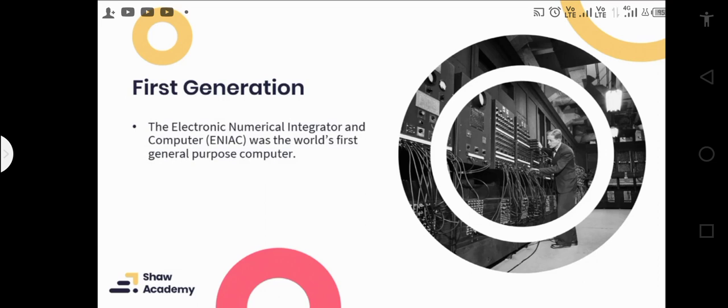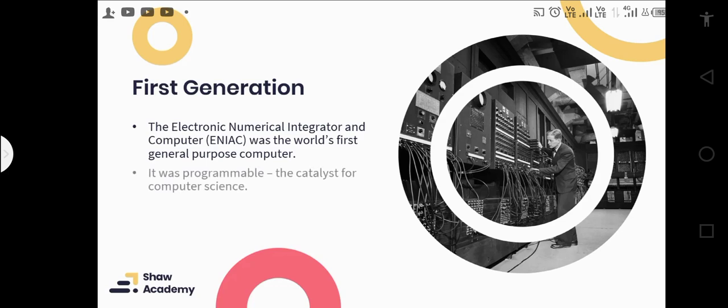The Electronic Numerical Integrator and Computer, the ENIAC, was the world's first general purpose computer. It was a massive thing, weighing a whopping 30 tons. It consisted of 18,000 vacuum tubes. Now, vacuum tubes were the switching bits that were used before transistors were invented. They were made of glass and quite bulky, hence the size and weight of the machine. It used a lot of power, 160 kilowatts, and occupied about 167 square meters. Yes, about the size of an entire bachelor apartment.